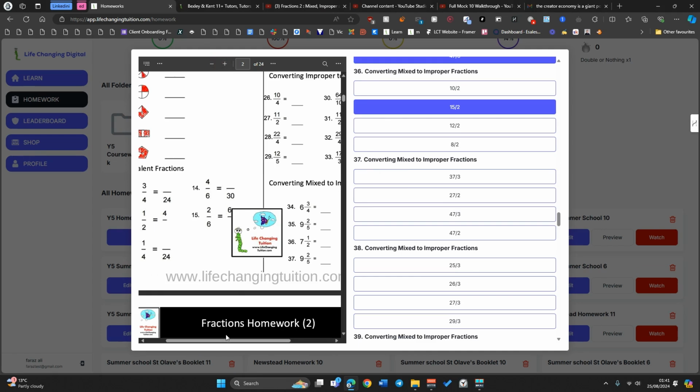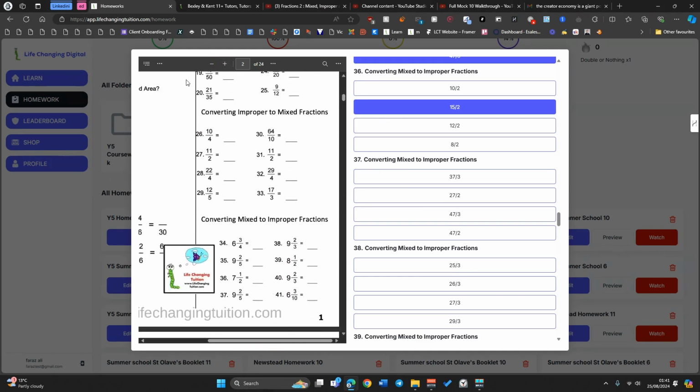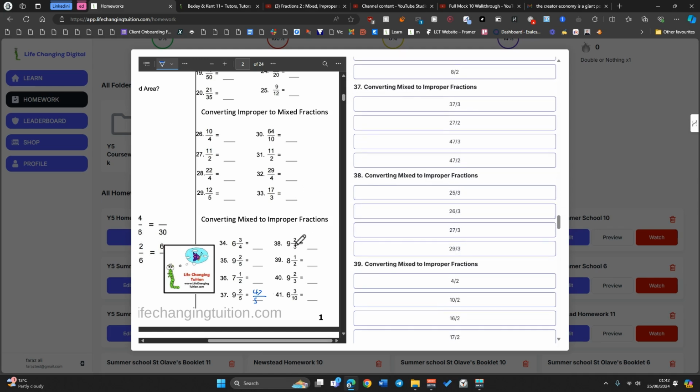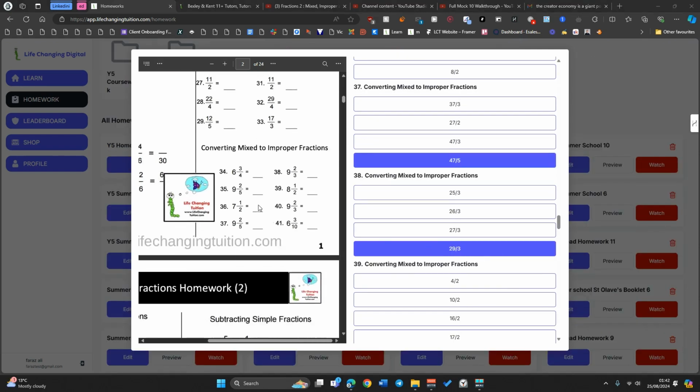So question 37. It looks like all my markings have gone, but question 37 was 47 over 5. Okay, question 37 needs to be fixed. Question 38 though is 29 over 3, as we just went through. So that is the answer right here. There we go. So question 37 is 47 over 5. This one is 29 over 3.